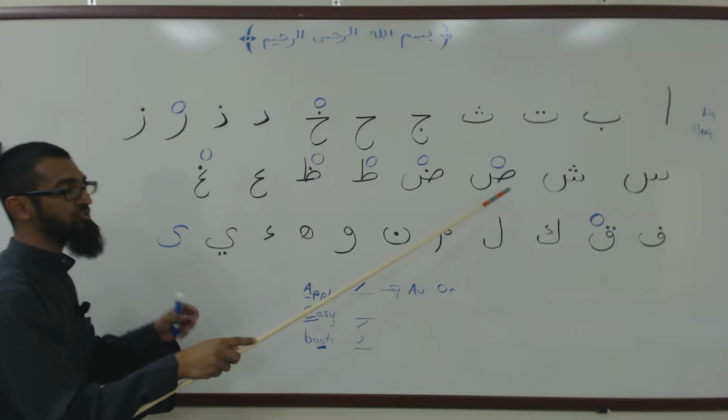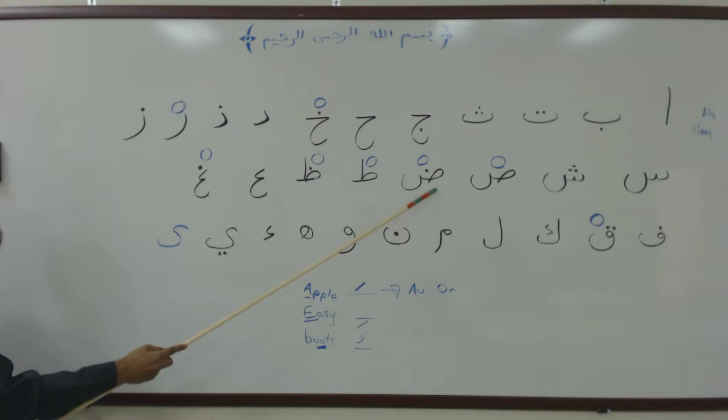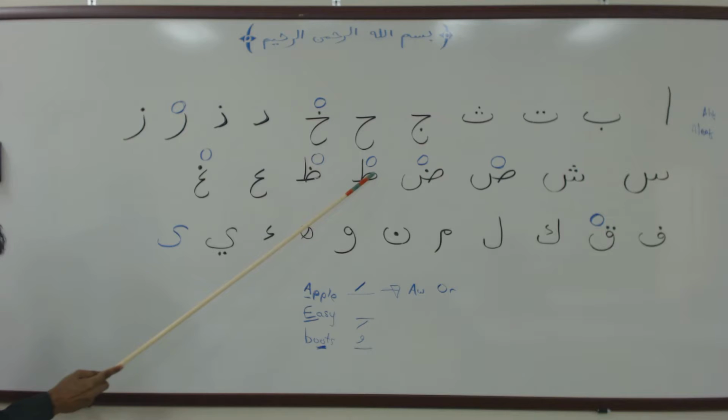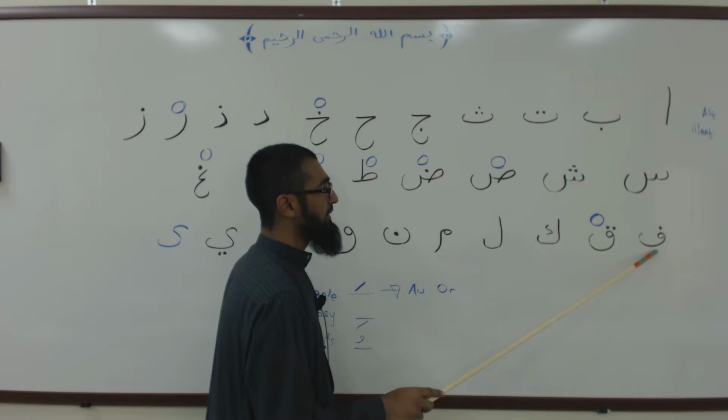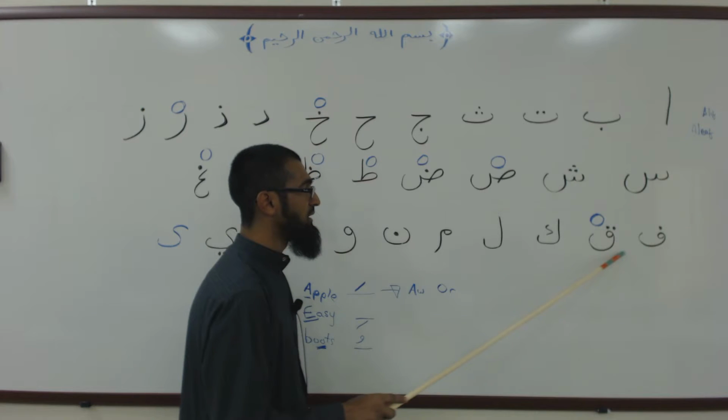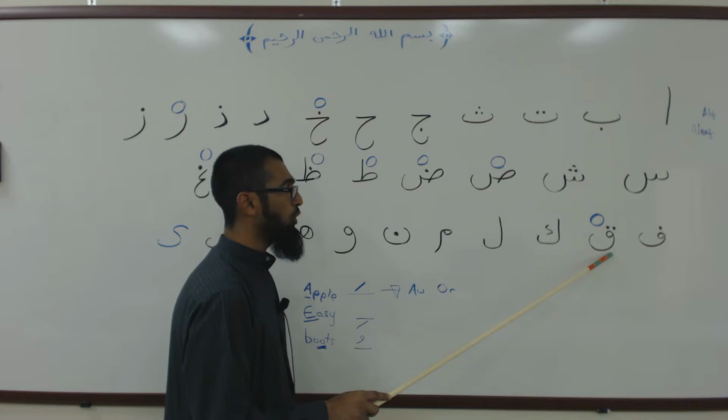Dod. To. Tho. Ain. Ghain. Remember, we can't say ghain, but ghain, it's a round letter. Fa. Qaf, round letter, qaf.